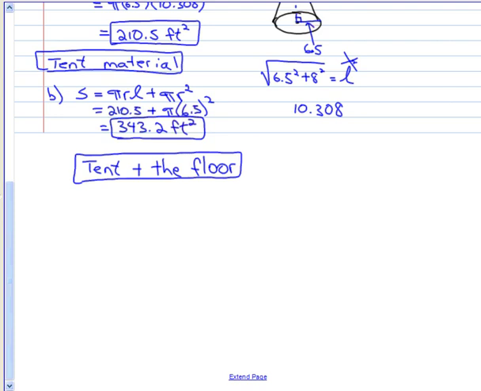Number 6. Lateral area and surface area. Okay, what shape do we have? Cone. So lateral area? Pi RL. So pi times, do we know the radius? 7.5. Do we know the slant height? Not yet. How are we going to get that slant height? Triangle. Triangle and the Pythagorean Theorem.